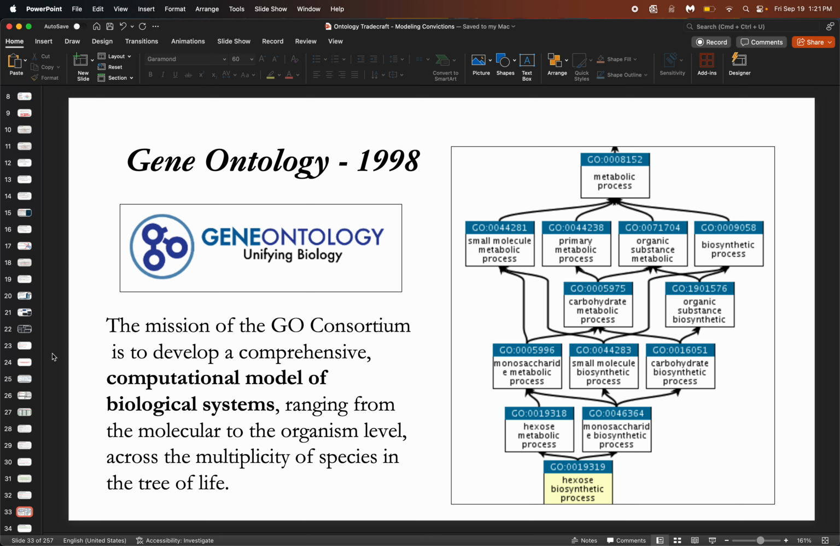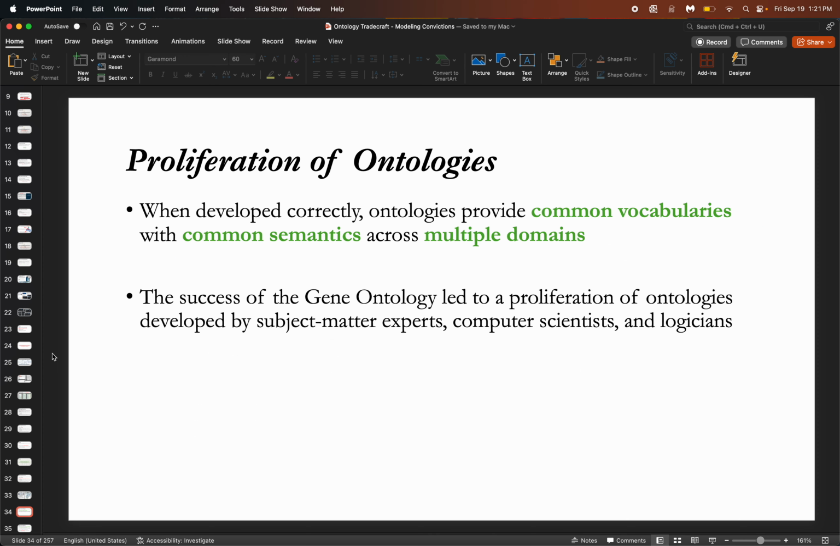So from Gene Ontology, you have relationships to disease ontologies, you have relationships to phenotype ontologies and whatnot. They're extending or at least leveraging Gene Ontology work. So you have modules that emerge. Now, one of the consequences of the success in '98 was the proliferation of ontologies.